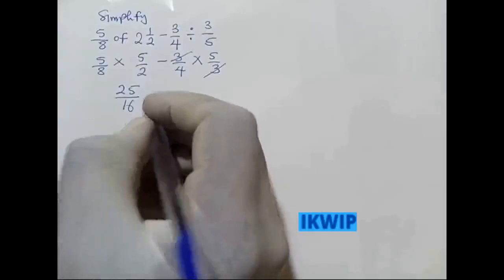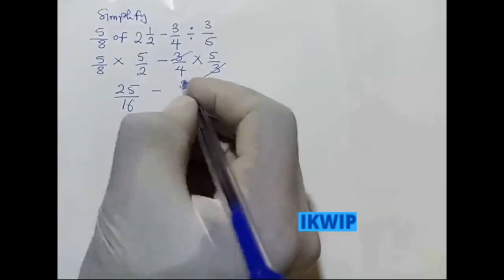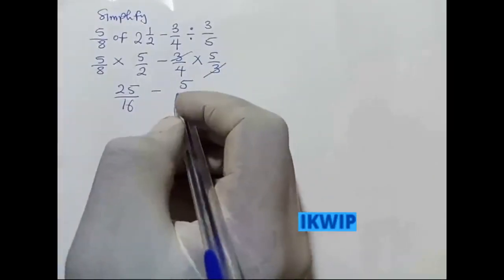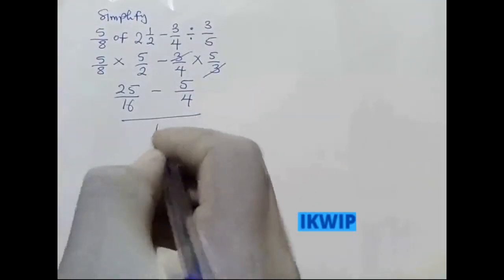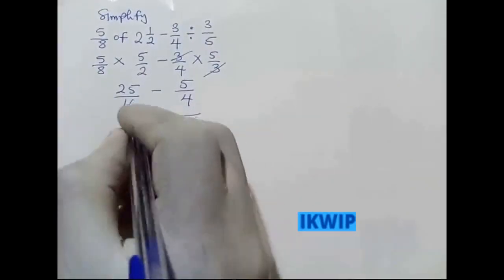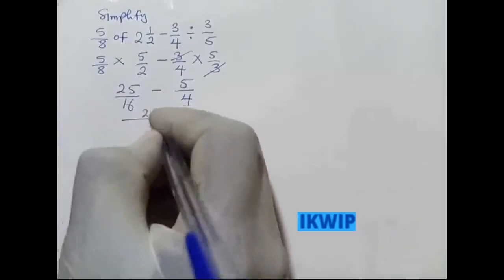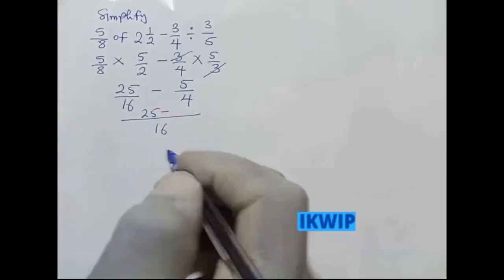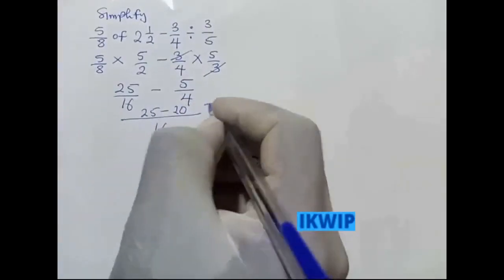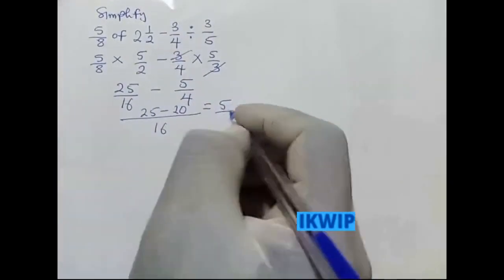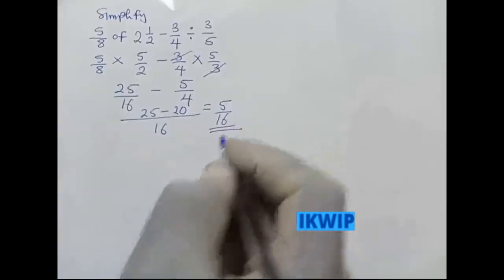2 times 8 minus 5 over 4. The LCM of this is 16. 16 in 16 is 1, times 25. 25 minus 4 in 16 is 4. 4 times 5, that is 20. This gives me 5 over 16.